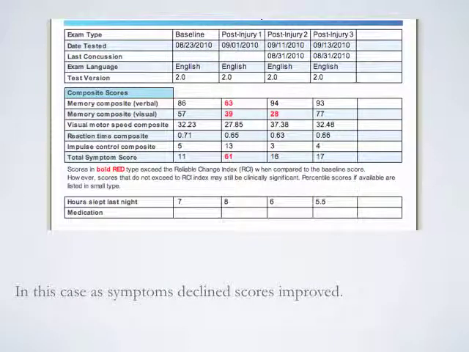All right, now what I wanted you to pay attention to here is that in this case, as symptoms decline, scores improve. If you look at the baseline, they had a baseline symptom score of 11. Immediately after the injury, we were spiked up to 61. And then when we tested 10 days later, they're down to 16. And as their symptoms went down, you can see their scores went up. In the case of memory composite visual, it did go down to 28 from a 39, but the memory composite verbal had improved, and in other areas, the tests improved.